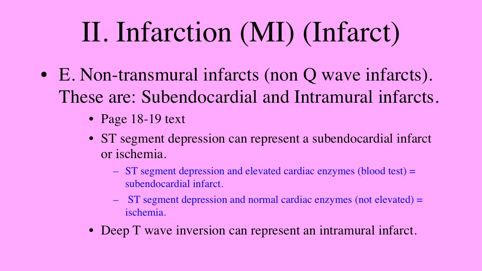And then another one is where the infarct doesn't go all the way through the muscle, but it just goes kind of inside the inner area of the muscle. And this is where you have deep T-wave inversion, and this is called an intramural infarct. Intramural. And if you look on page 19, you can see that deep T-wave inversion, especially in, say, V3, V4, V5, and that's pretty representative of an intramural infarct. Usually that has an enzyme leak also with it.